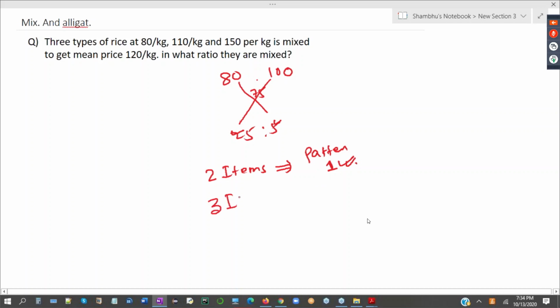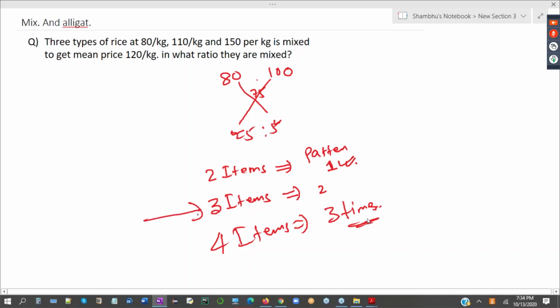When I have 3 items, this pattern will be done 2 times. I will tell you how. When there are 4 items, I have to do this pattern 3 times, and so on. I will tell you how to do this pattern 2 times when I have 3 items. Okay, I will show you.